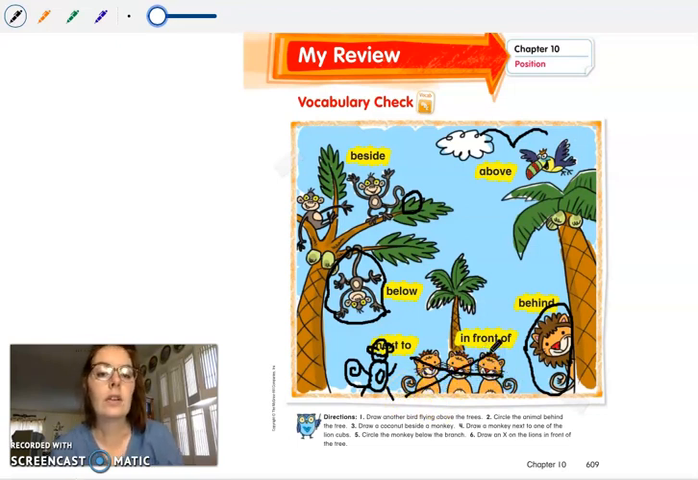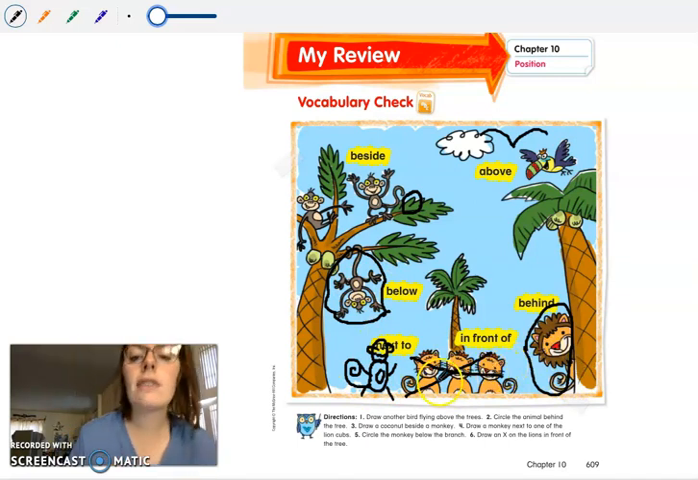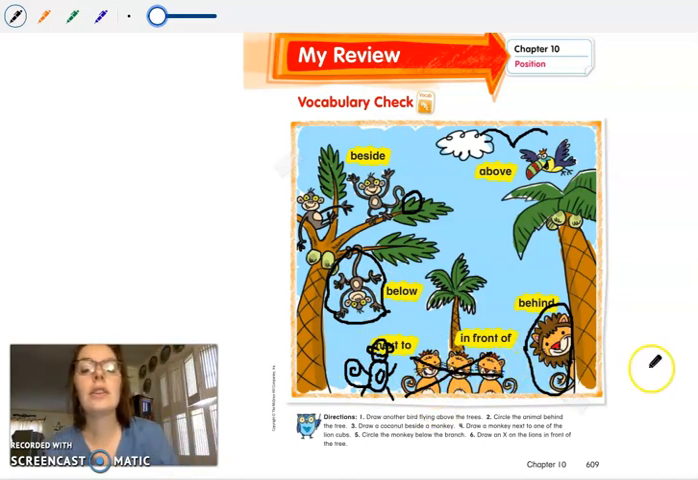Okay, so we drew a bird above a tree. We drew a coconut next to the monkey. We circled the lion that is behind the tree. We circled the monkey that is below the branch. We drew a monkey next to the lion cubs, and we drew an X on the lion cubs in front of the tree. Nice. Okay, next page.